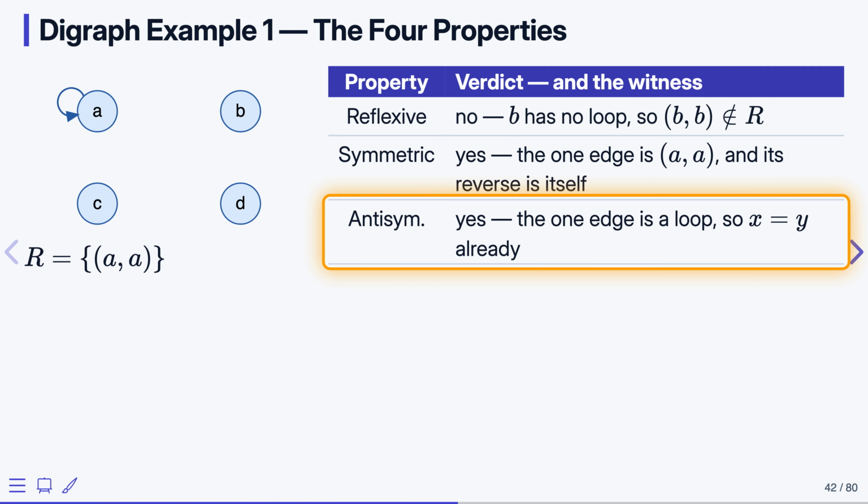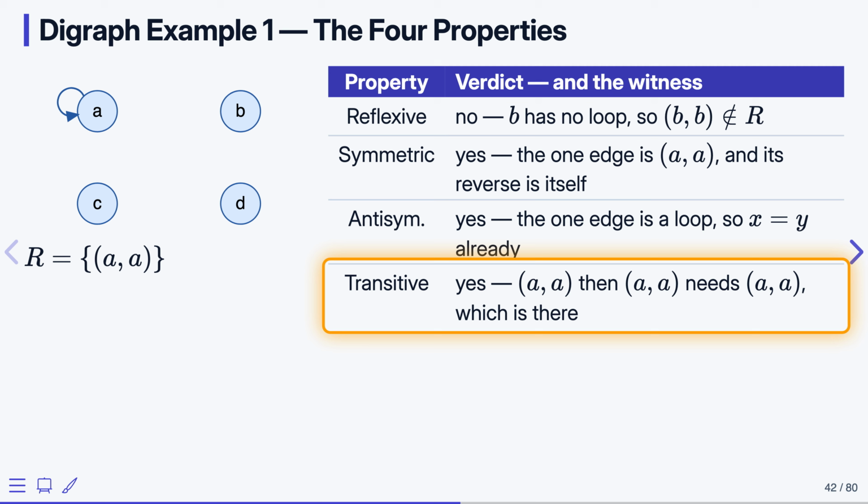Is it antisymmetric? Yes. The rule only matters when two different elements point at each other. Our only pair is a loop, so the 2 elements are the same. The rule holds. Is it transitive? Yes. The only chain we can build is AA followed by AA, that needs the pair AA to be present, and it is. So the shortcut is there.